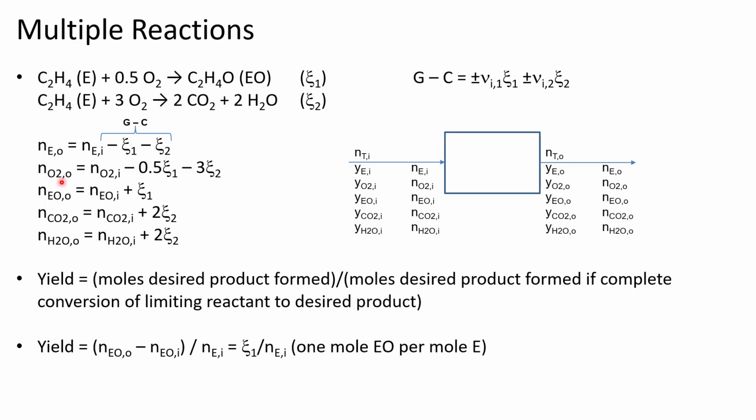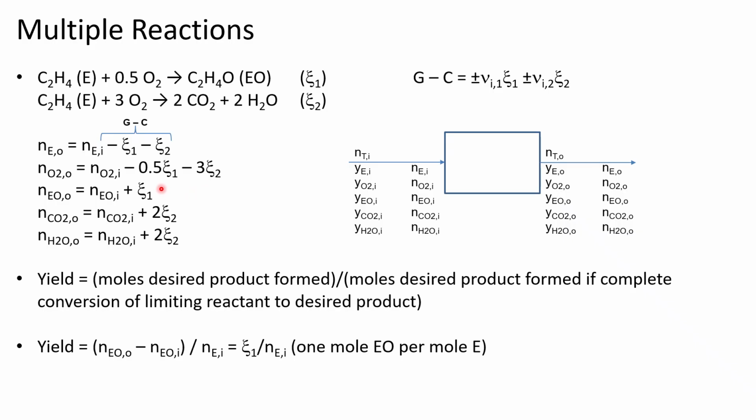To calculate the flow rate of oxygen out, we'll take the flow rate of oxygen in, and then we'll look at each of the contributions from the reactions. First, oxygen is a reactant, so we'll put a minus here in the first reaction. The stoichiometric coefficient in the first reaction is 1/2, so we'll put 1/2 here, then multiply by the extent of the first reaction. If we look at the second reaction, oxygen again is a reactant, so we'll put a minus. The stoichiometric coefficient for oxygen here is 3, so we'll put a 3, and then multiply by the extent of the second reaction.